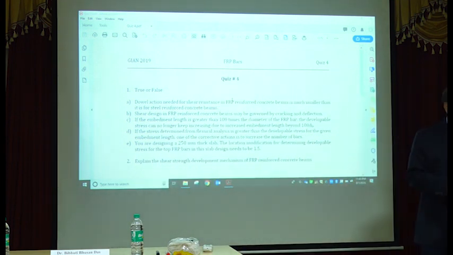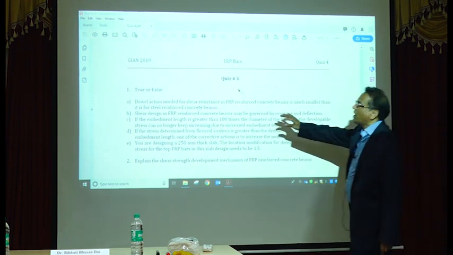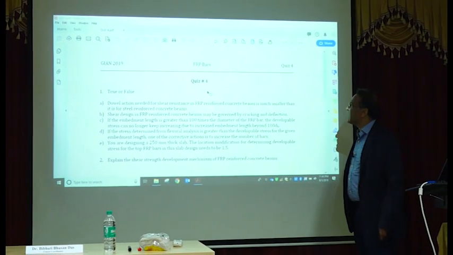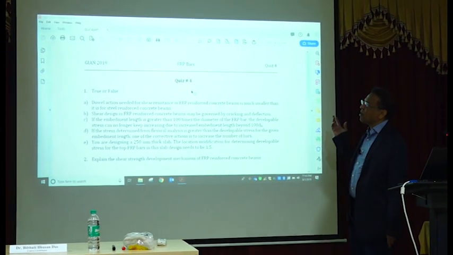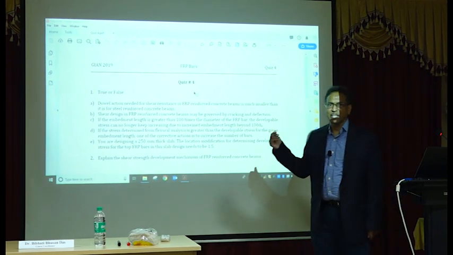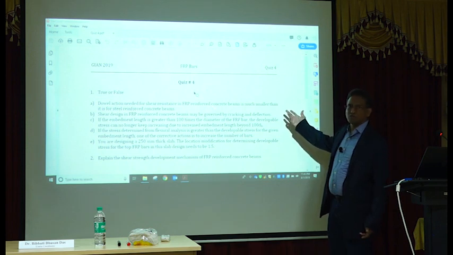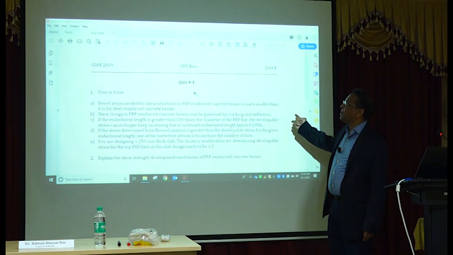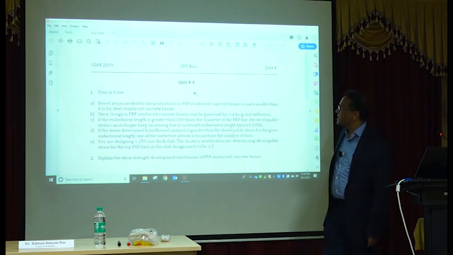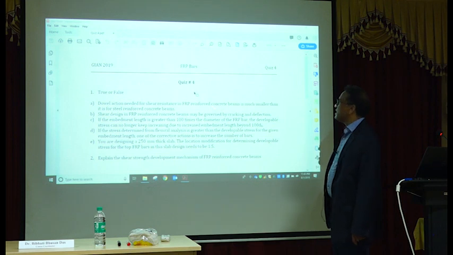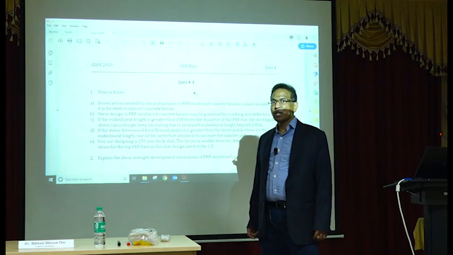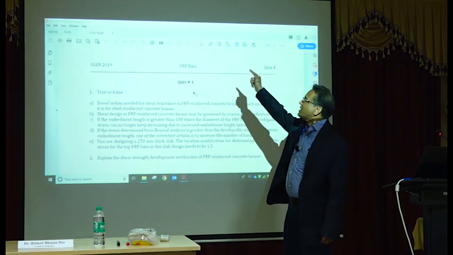So what about the quiz? Let's go through these points really quickly. No big deal. Dowel action is needed for shear resistance in FRP concrete beams, and it is smaller than that of steel reinforced beams. We already said that. It's true. Shear design in FRP reinforced concrete may be governed by cracking and deflection. That's also true. And then, if the embedment length is greater than 100 times the diameter of the bar, the developable stress, which is FFE, can no longer keep increasing due to increased embedment length beyond 100 dB. That is true, because remember we truncated it.